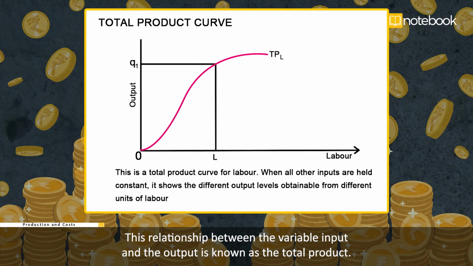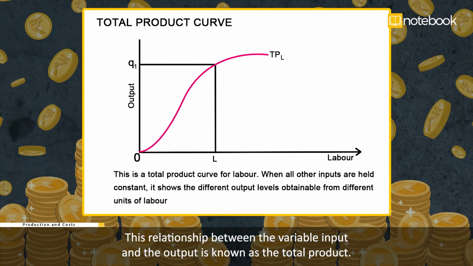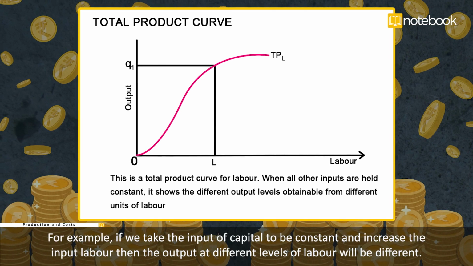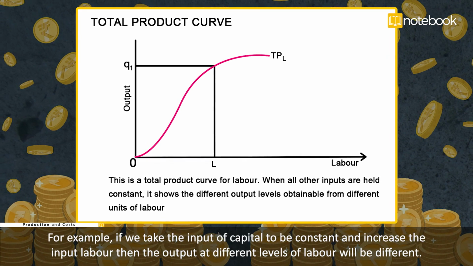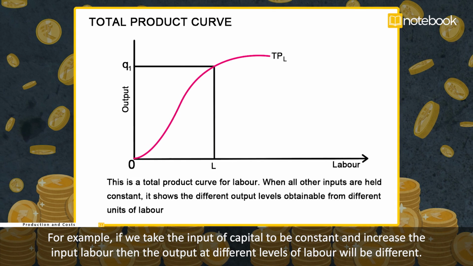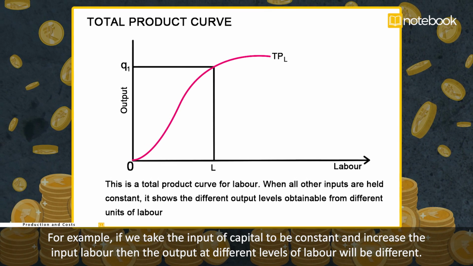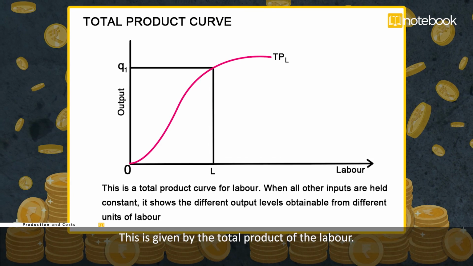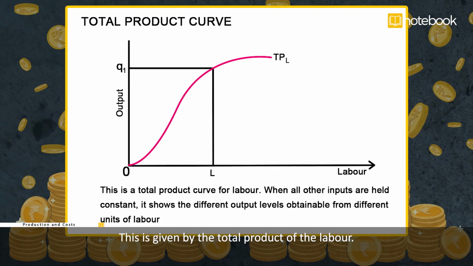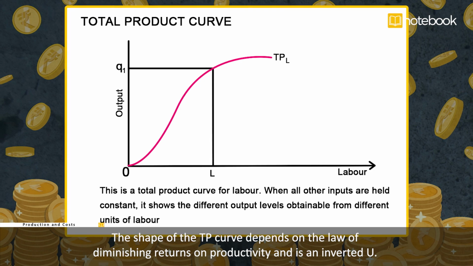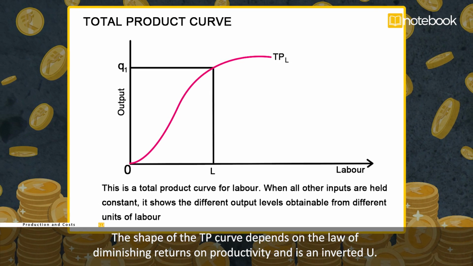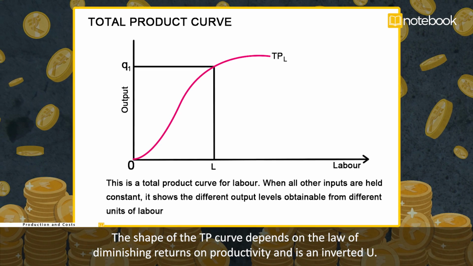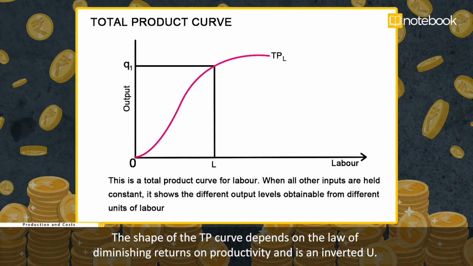This relationship between the variable input and the output is known as the total product. For example, if we take the input of capital to be constant and increase the input labor, then the output at different levels of labor will be different. This is given by the total product of the labor. The shape of the TP curve depends on the law of diminishing returns on productivity and is an inverted U.